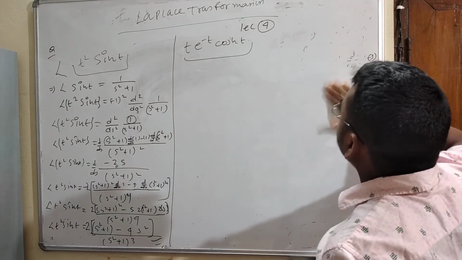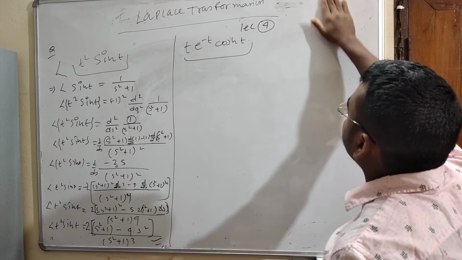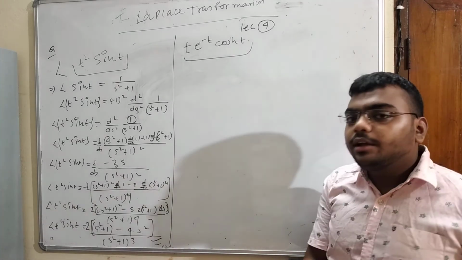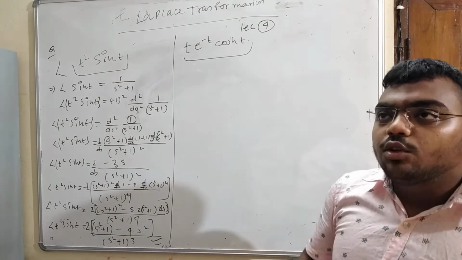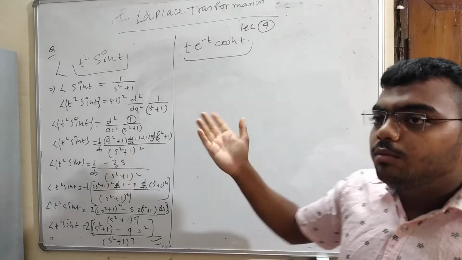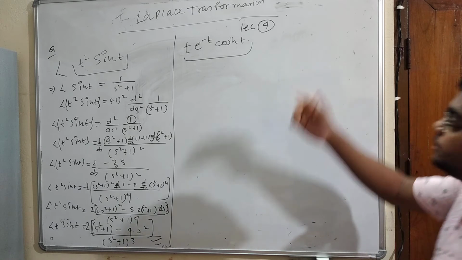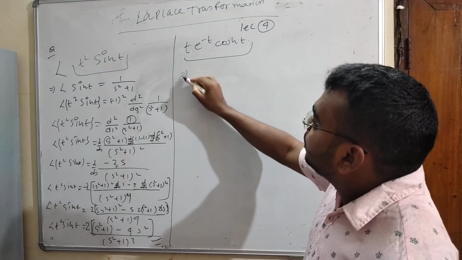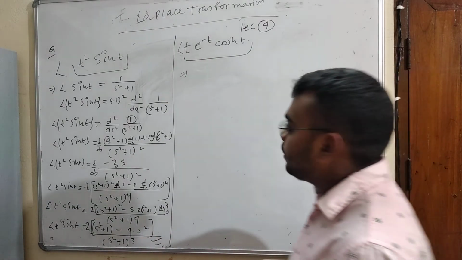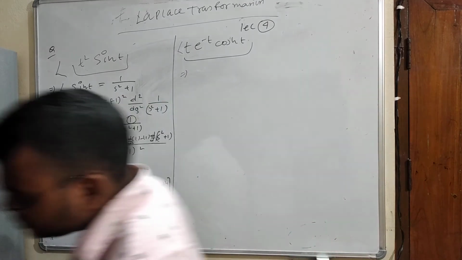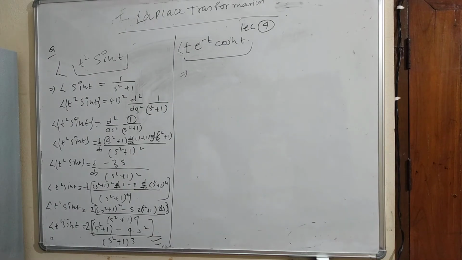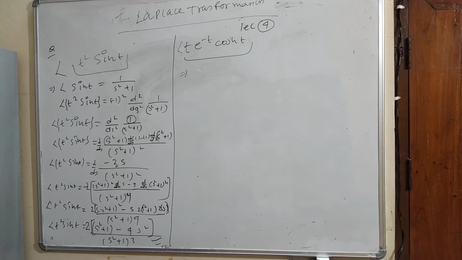But also in this question we will go through two properties. First of all, you have to know the multiplication property, and then we need to know the first shifting theorem. The first shifting theorem was already discussed in the previous lecture. This lecture is on the multiplication property. See, here you see how to get the Laplace of this function.